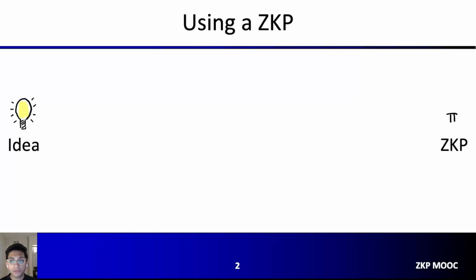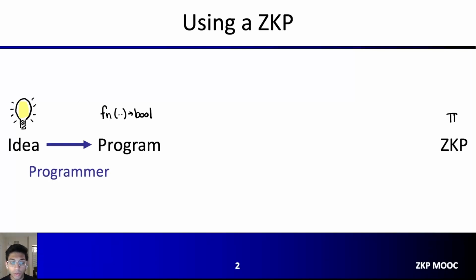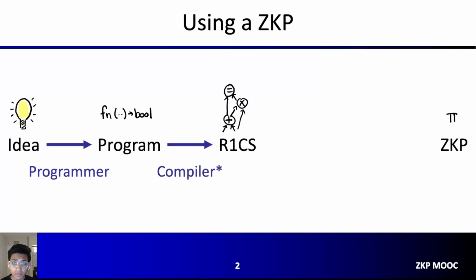So let's say you have an idea for an application. Could be a private payment system, could be a private voting application, anything where you think a zero-knowledge proof system might be useful. So how do you actually get started expressing this idea and implementing it? If you're a programmer, the first thing that comes to mind would be to try to implement your idea as a program in some high-level programming language, like say C or Python or Java or something similar, right?